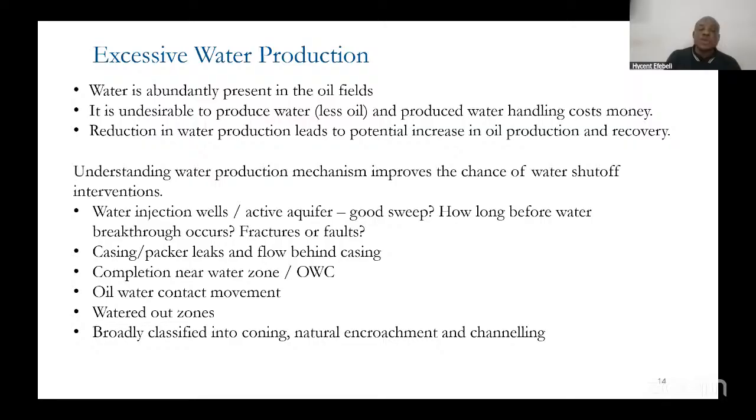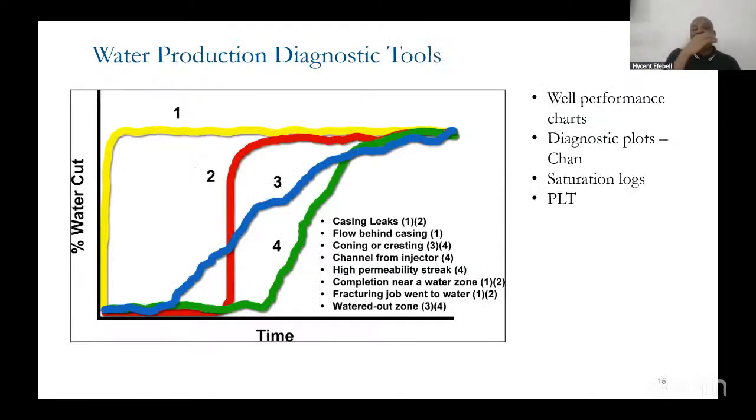Classify them, like you said, into coning, natural encroachment, and channeling, right? So that is that. So how do we actually characterize that water production? How do we know what kind of water production we are doing? So we have some diagnostic plots, like this one that I'm showing you. This one is showing water cut profiles for various water production mechanisms.